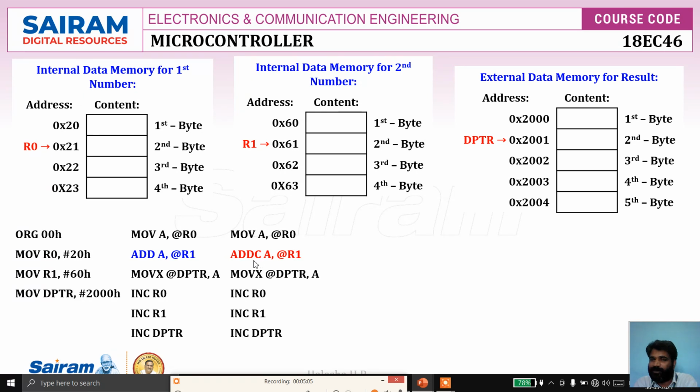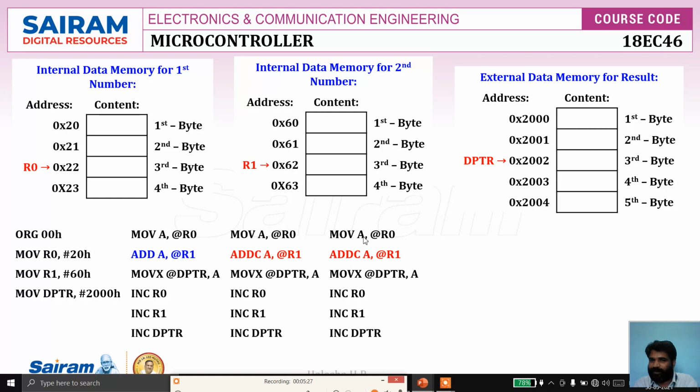For the second operation, we use add with C. Add C A comma @R1, store the result. Again, for the third operation, increment the pointers. After this, pointers are pointing to the third byte of first number, third byte of second number, and the location where third byte is supposed to be stored.